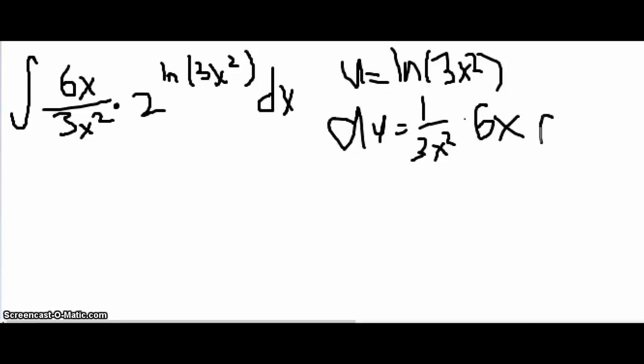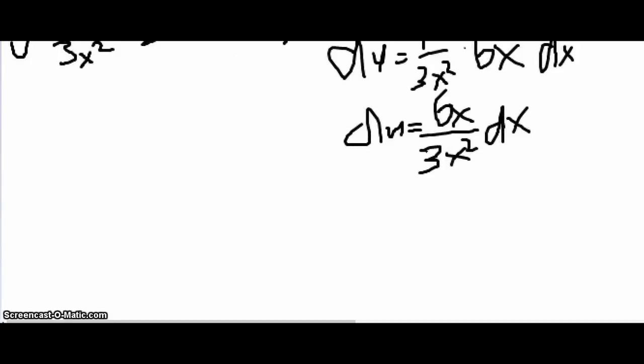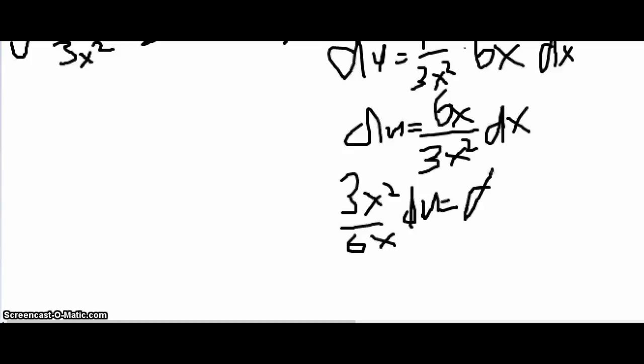We get that du equals 6x over 3x squared dx. Okay, we're going to move 6x over 3x squared to the du side, so 3x squared over 6x du equals dx.